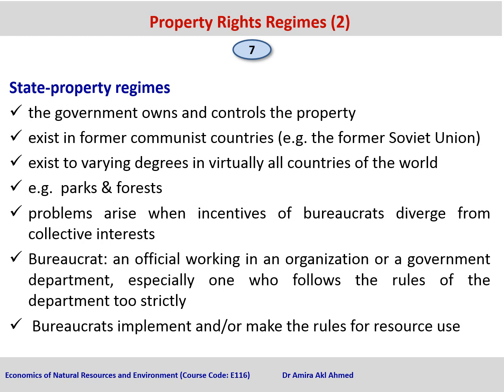With regard to the first regime, that is the state property regimes, the government owns and controls the property. These regimes exist not only in former communist countries such as the former Soviet Union, but also to varying degrees in virtually all countries around the world. For example, parks and forests are frequently owned and run by the government in both capitalist and socialist countries.